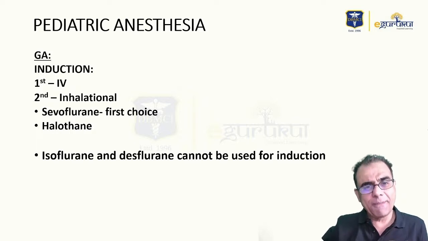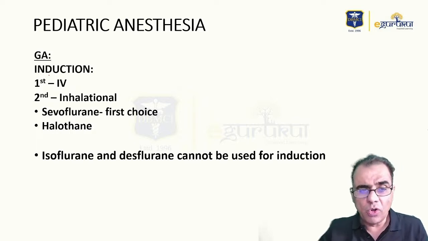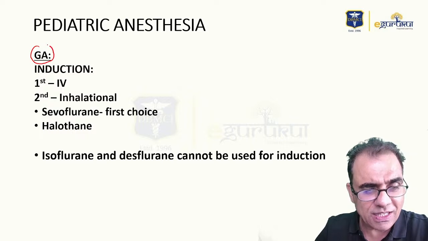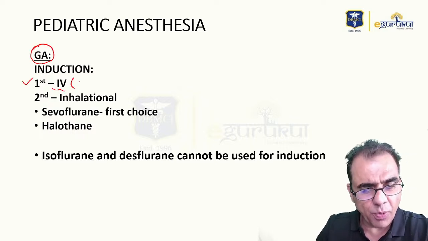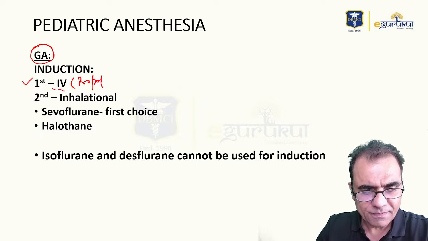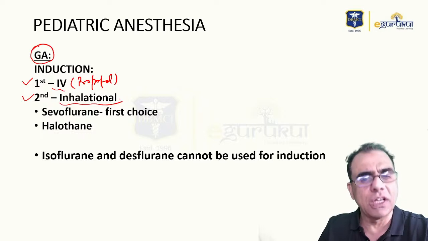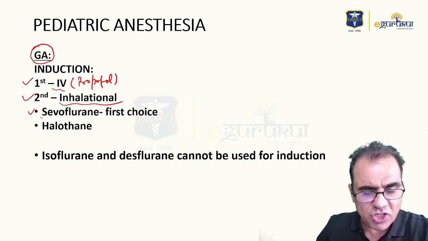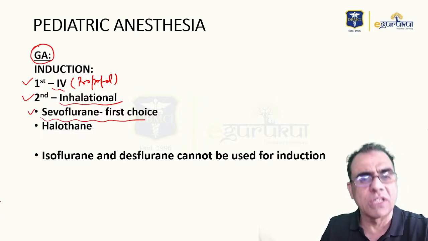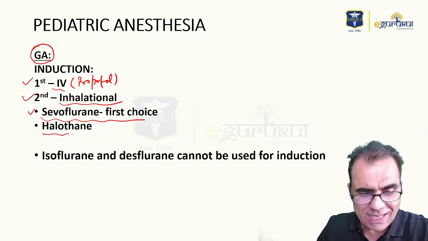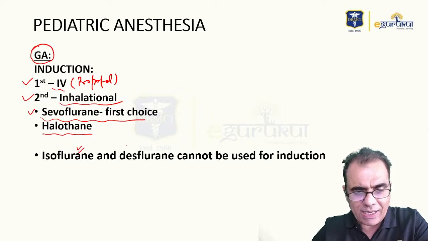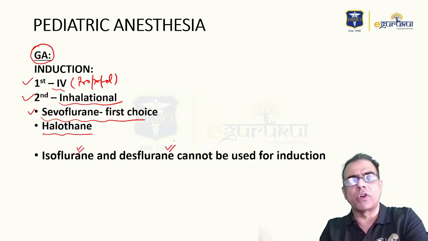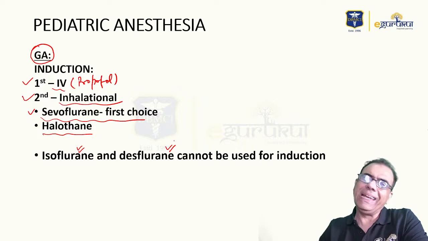Pediatric anesthesia, induction. I told you for GA we have already discussed this before, that the first choice is always IV propofol. Second choice is always inhalational. And in inhalational, the first choice is sevoflurane, smoothest induction. If sevo is not available, the second and last choice is halothane. Isoflurane and desflurane cannot be used for induction because they have irritating induction.